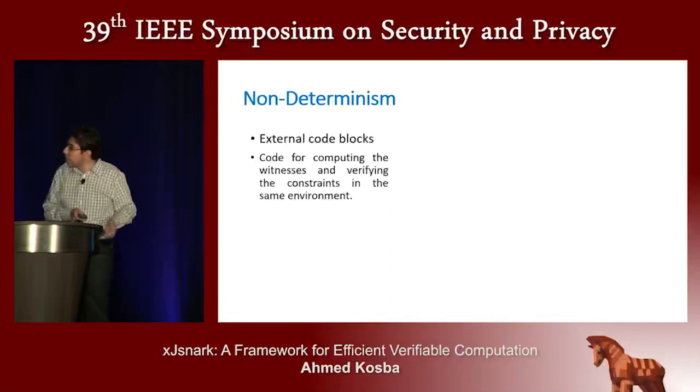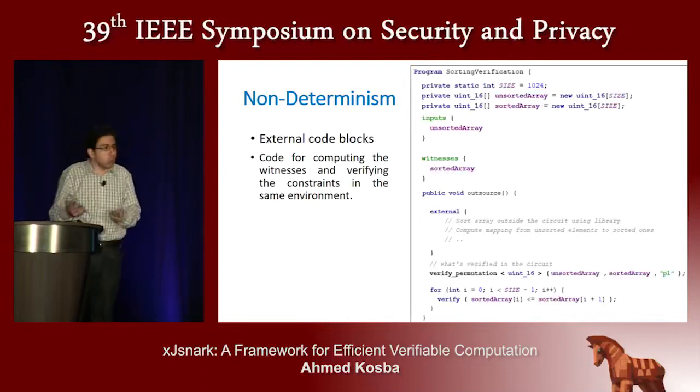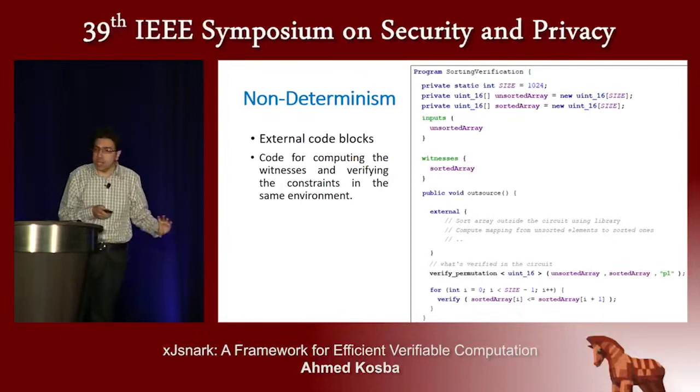Also, as another feature, we have what we call external code blocks, which enable the programmer to make use of the non-deterministic properties of the xJsnarks. So let's say we'd like to write sorting code: we don't need anymore to write merge sort code as in the previous work. We can define the code this way. The programmer can say that the sorted array is going to be a witness, and then we have an external code block that is going to be completely executed outside the circuit. In this case, for example, the programmer can call any Java library to sort and then figure out how the elements are going to be mapped. And then in the circuit itself, we're going to verify the permutation, that the inputs and the outputs are similar, and we just verify the sorting condition.